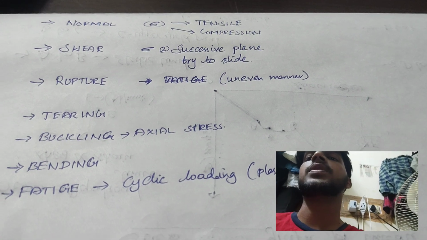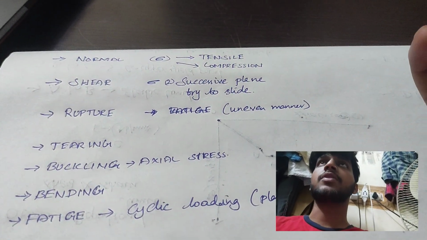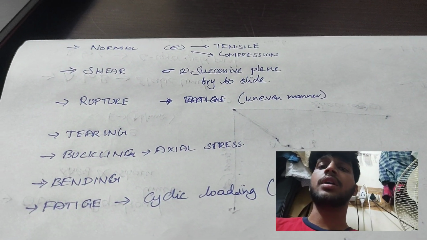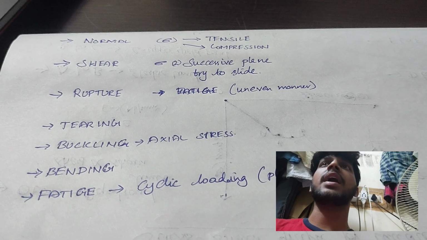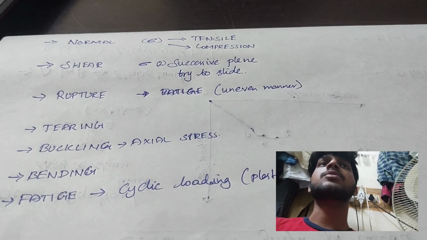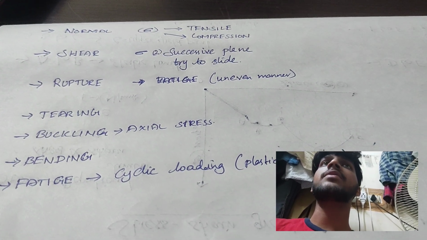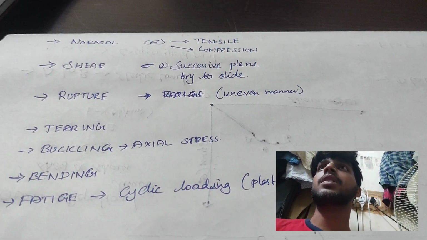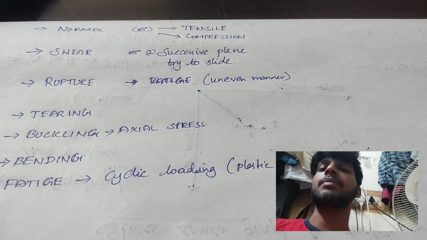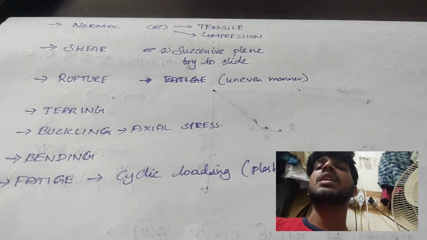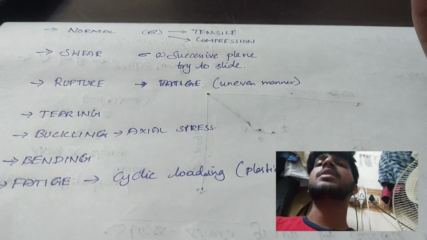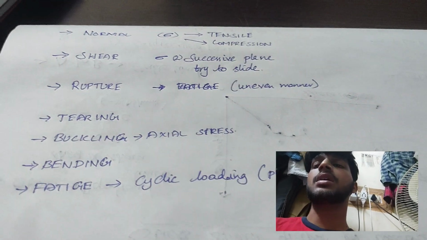Rupture failure occurs when a material or object is hit by a hammer. Then we can observe that the material is broken into many pieces in an uneven manner. That kind of failure is said to be the rupture failure.